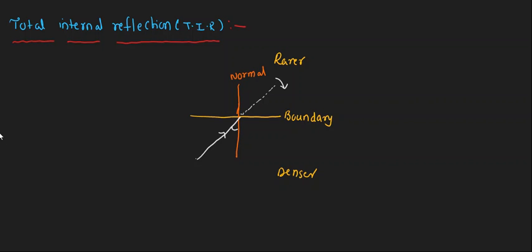As we increase the angle of incidence, it bends and bends and bends. At a particular angle, called the critical angle, the light ray moves along the surface. We know that if the angle of incidence is equal to the critical angle, the refracted light ray goes along the surface which separates the two mediums, that is, the angle of refraction is equal to 90 degrees. The corresponding angle of incidence is called the critical angle.